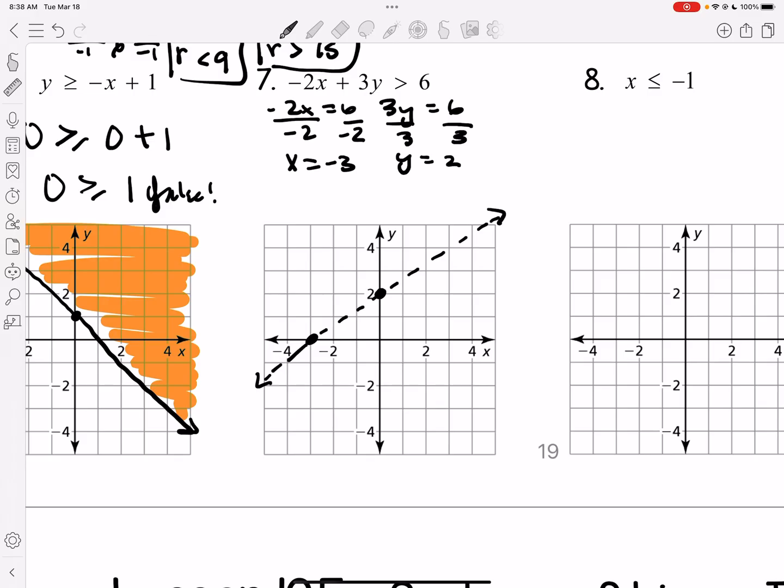And now I'm going to go ahead and see which side I should highlight. So I'm going to again try the point 0, 0, which means I get negative 2 times 0 plus 3 times 0, and I want to know if that's greater than 6. Everything on the left simplifies to be 0, so that's saying 0 is greater than 6, which that's false. So it means I don't highlight the side with 0, 0. I highlight the other side, which is this guy right here.